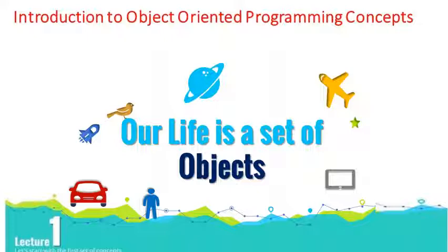Here on the slide we see every picture, we say every entity is an object. We see here the bird is an object, the aeroplane is an object, the car is an object. So whatever we see here is an object.